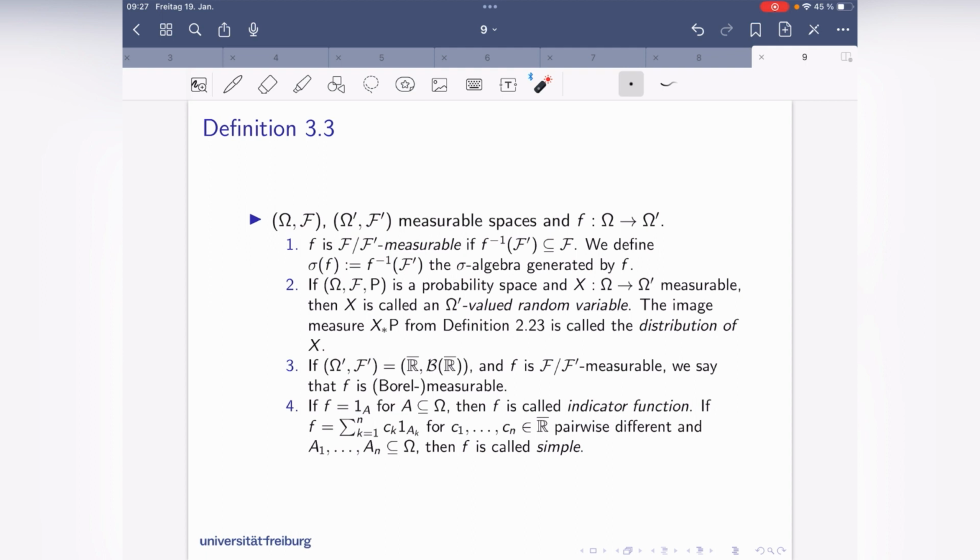So in fact, that's similar to continuity and topologies. You might remember f is continuous if f^{-1} of, let's call it O', the topology on omega prime, is a subset of O, which is the topology on omega. So this here is really similar. The only difference is that here I have topologies and there I have sigma algebras.